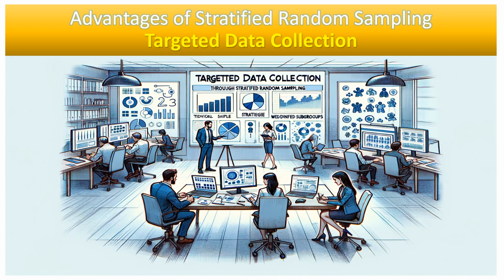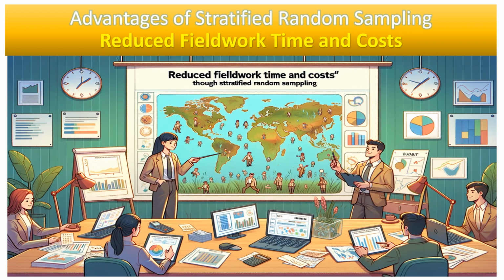This targeted approach means that time and resources are not wasted on collecting data from less relevant or overrepresented sections of the population. By concentrating on data that are critical to the research objectives, the overall efficiency of the data collection process is improved. In many cases, by ensuring that each stratum is proportionately represented, stratified sampling can reduce the total sample size needed for reliable results compared to simple random sampling. This can significantly cut down on field work time and associated costs such as travel expenses and personnel hours, especially when the subgroups are geographically dispersed.